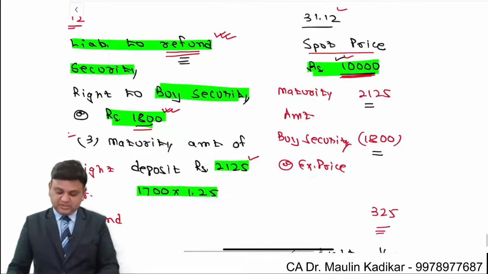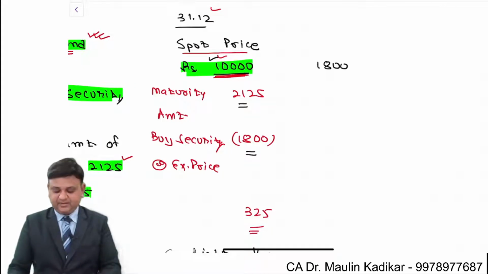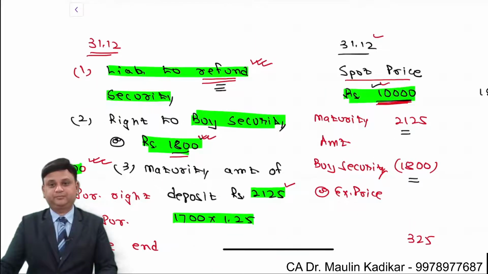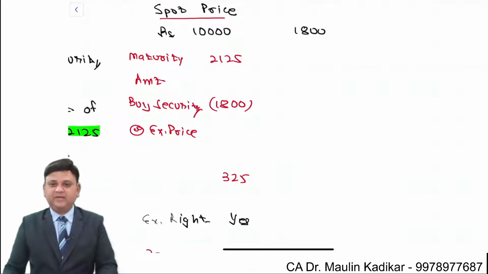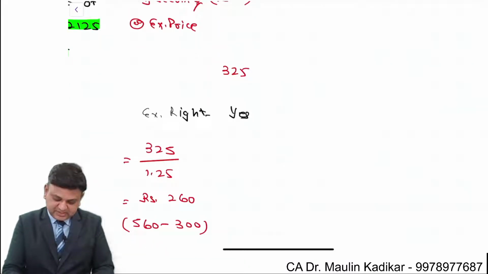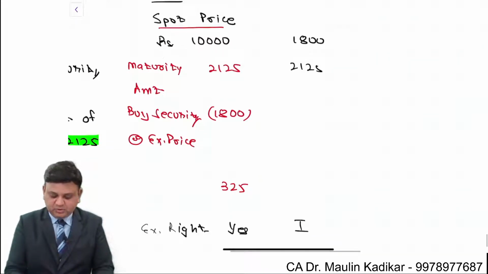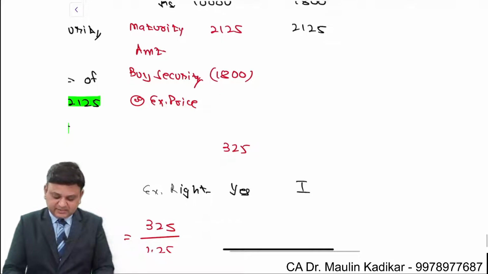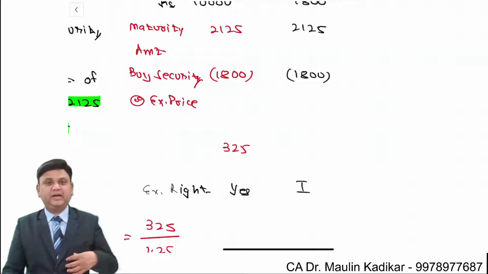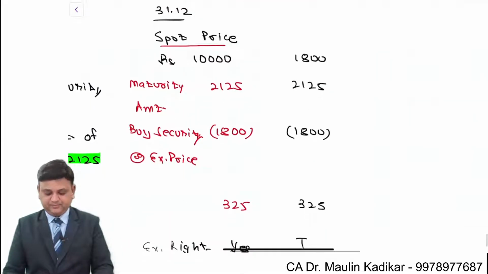My next question to all of you is this, that if at all the spot price of the security is 1800 exact, then what would be the profit or loss for the transactions in which we have entered upon? If the price of the security is 1800, then in that case the option holder is indifferent whether to exercise the right or not. Maturity amount of deposit will be 2125. 1800 is the price at which you will buy the security. Whether you buy from the market or you buy by exercising the option, it will be same. So again you have a profit of 325.